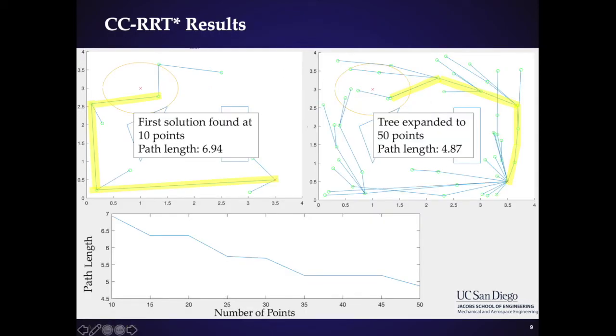Even once a goal region is reached, more random points can be drawn in order to lower the path length to the goal region. In this way, CCRT STAR can be guaranteed to converge to the probabilistically feasible optimal path in the same way as RRT STAR does, as long as enough nodes are checked during the rewiring process. As is evident in the graph on the bottom, drawing more nodes in the tree lowers the path length to the goal region.